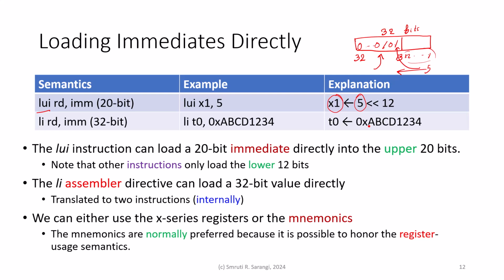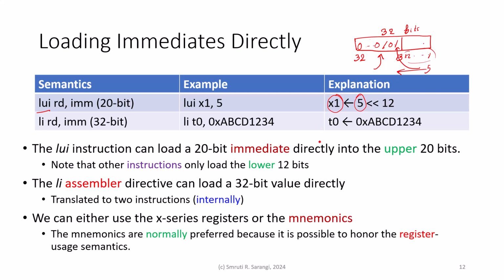So what we see here is that if I want to load 32 bits into a register, it cannot be done via a single instruction. That is not possible. That cannot be done. So I need two instructions where maybe I'll use an add or something for the lower 12 bits and then an LUI for the upper 20 bits, then only it can be done.